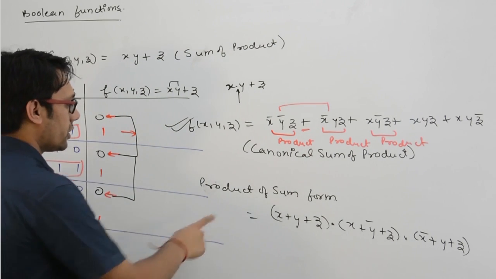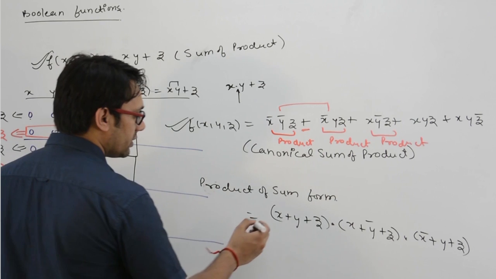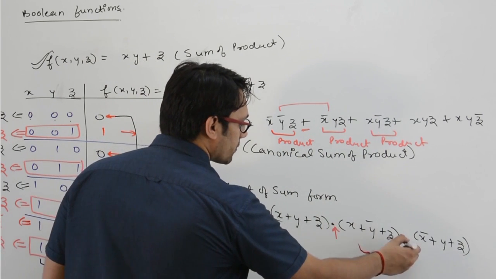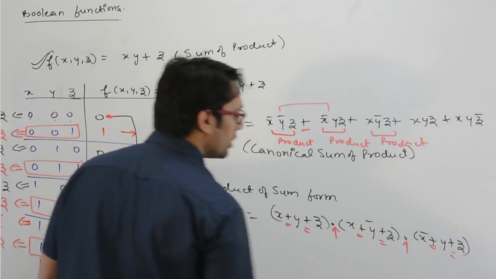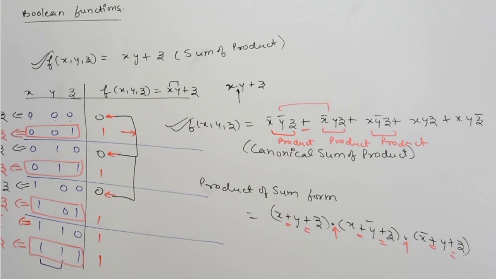And here you can say it is a product of sum form. That means we have the product here, and this product is of the sums. This is a sum, this is a sum, this is a sum. So it is a product of sum form.